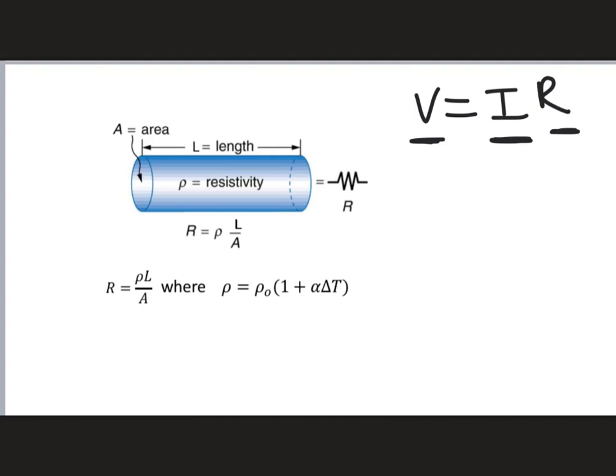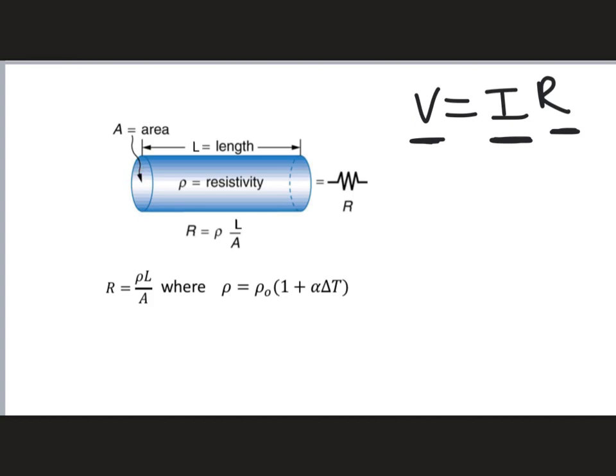Now, if we're talking about the resistance of a wire, we know that the resistance R is equal to rho, the resistivity, times the length of the wire, divided by the cross-sectional area of the wire. So if the wire is shaped like a cylinder and the area is a circle, then you would use pi r squared for the area. If it was a rectangular cross-section of a wire, you would use length times width to get the area, that sort of thing.